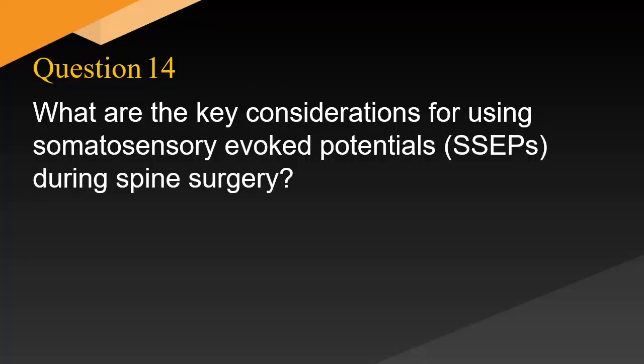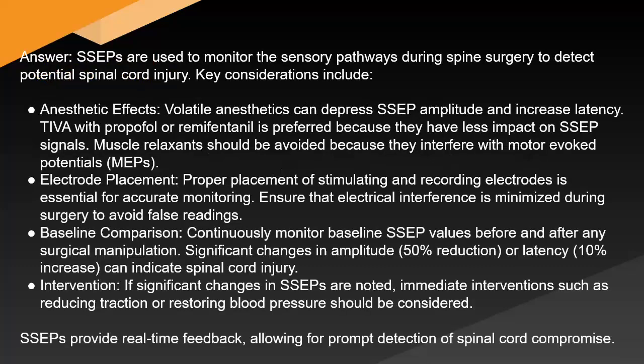What are the key considerations for using somatosensory evoked potentials (SSEPs) during spine surgery? Answer: SSEPs are used to monitor the sensory pathways during spine surgery to detect potential spinal cord injury. Key considerations include anesthetic effects. Volatile anesthetics can depress SSEP amplitude and increase latency. TIVA with propofol or remifentanil is preferred because they have less impact on SSEP signals.